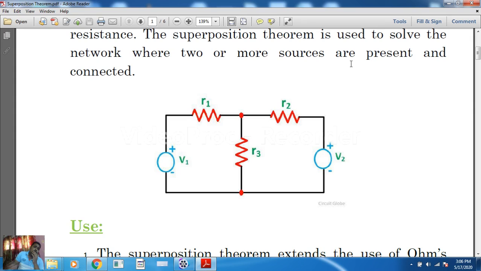Coming to this particular diagram, in this diagram we can see there are two sources, V1 and V2.